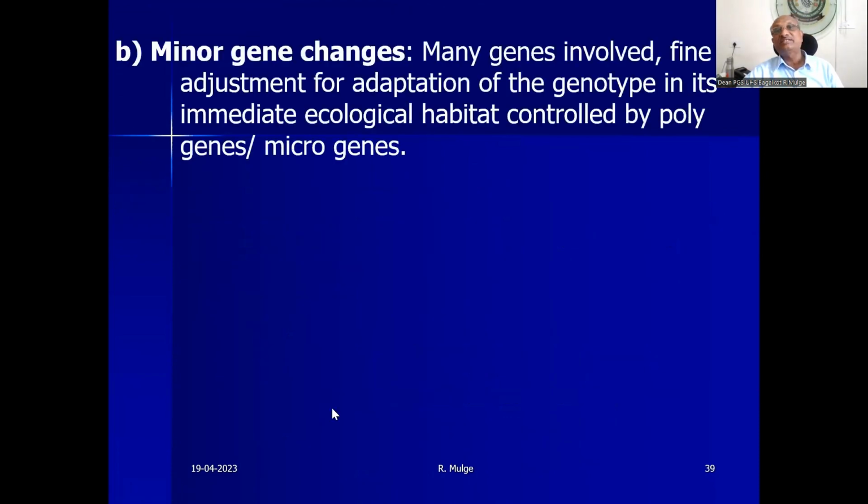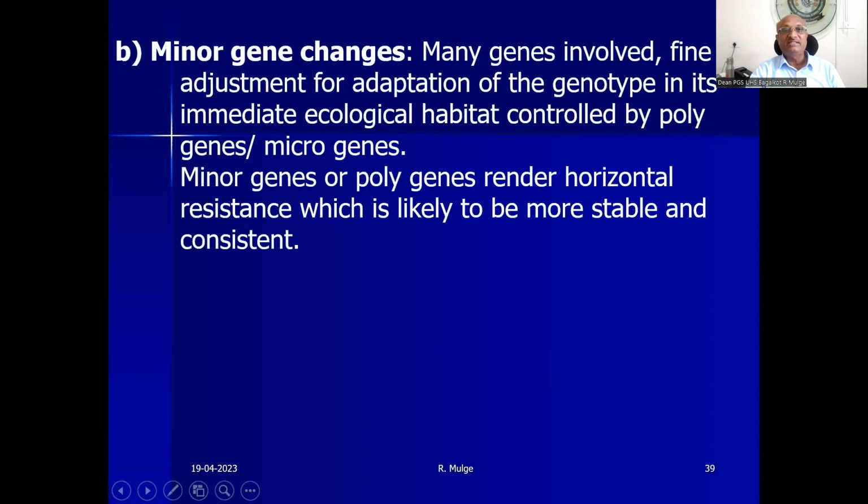Then minor gene changes, many genes are involved, fine adjustment for the adaptation of the genotype in its immediate ecological habitat, controlled by polygenes or microgenes. Minor genes or polygenes render horizontal kind of resistance, whereas major gene, you have seen that vertical kind of resistance. Yes or no?